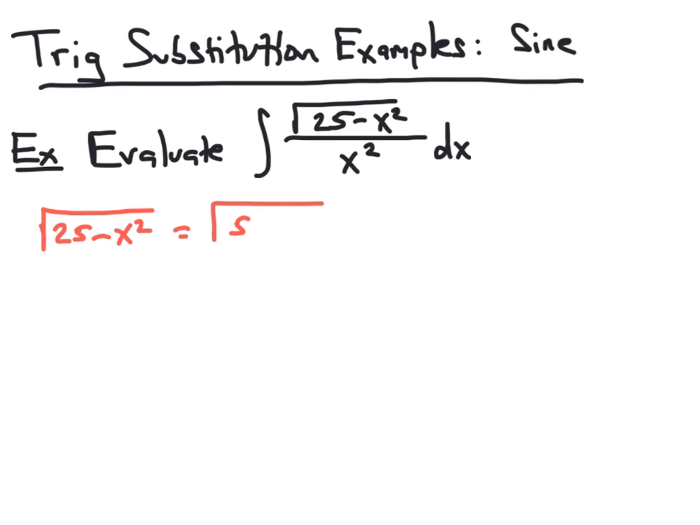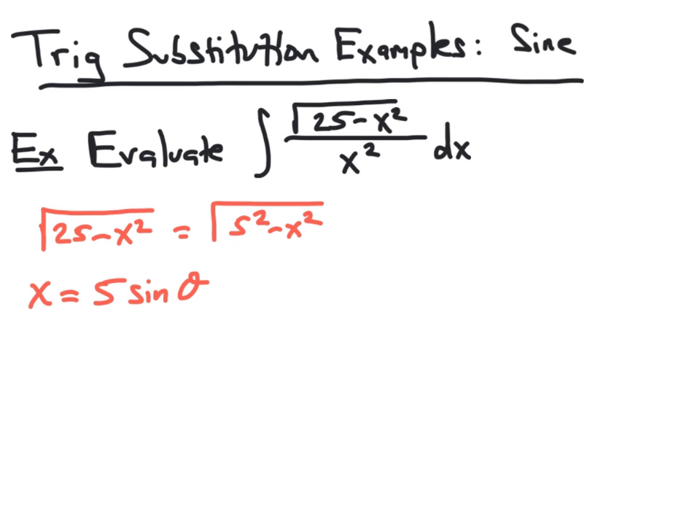Since this integrand contains an expression of the form 25 minus x squared, which can be rewritten as 5 squared minus x squared, we know that we're going to want to make a trig substitution, and the substitution is going to involve the sine function, since this expression inside the square root is a constant squared minus x squared. In particular, we're going to make the substitution x equals 5 sine of theta. The 5 is chosen because inside the square root we have 5 squared minus x squared.